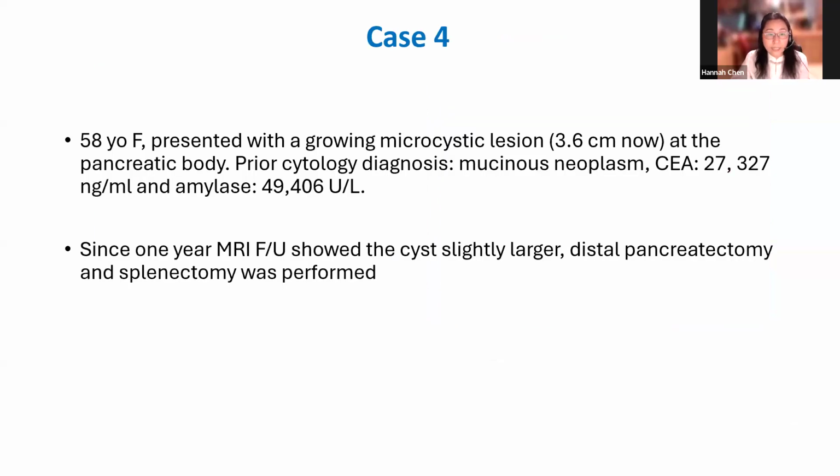Case 4, a 58-year-old female presented with a growing macrocystic lesion at the pancreatic body, 3.6 centimeters. Prior cytology diagnosis showed mucinous neoplasm. Both CEA level and amylase level were very high. Since the 1-year MRI follow-up showed the cyst slightly enlarged, a distal pancreatectomy and splenectomy was performed for this case.